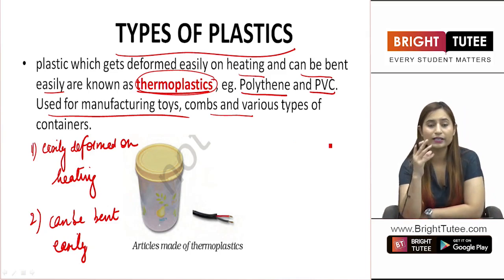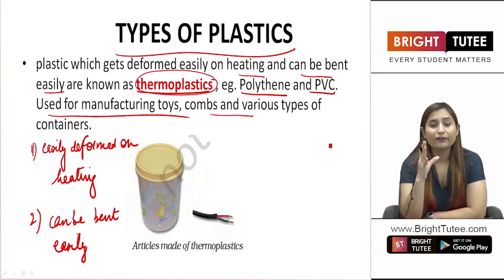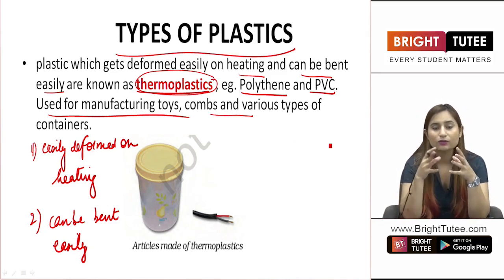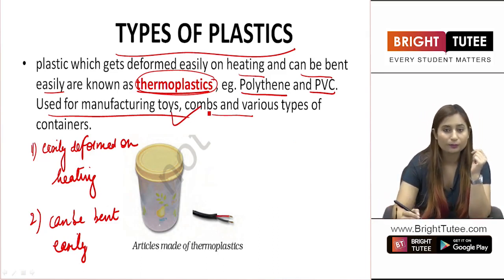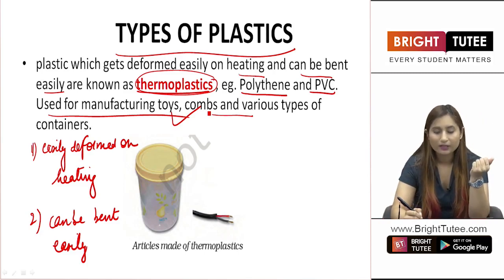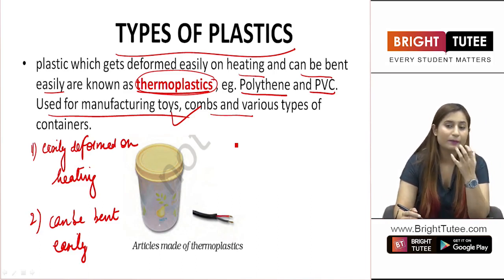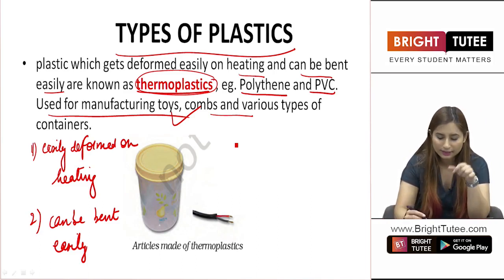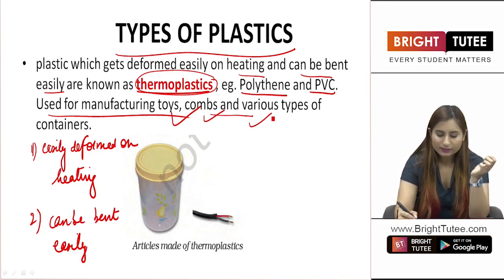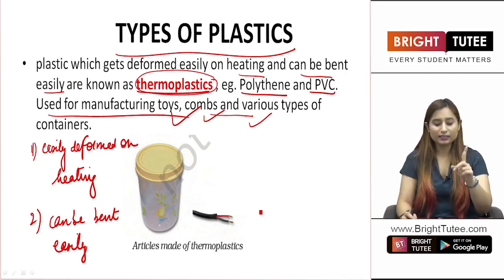These plastics are only used where they have no contact with heat, and also we need the use of their bending capability as well, right? So they are used in toys. Obviously we are not going to heat any toy, and children play with toys, so they must be made from such a plastic which can be bent easily and does not break, right? Now combs and various types of containers. These are first kind of plastics.